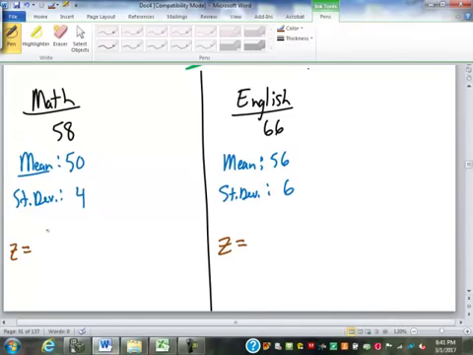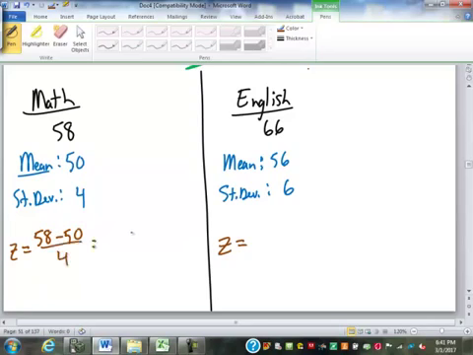Okay, so for the math, our z-score is going to be what? It's a 2. So yeah, 58 minus 50 divided by 4, which is 58 minus 50 is 8, divided by 4 is 2. Yes, that is a z-score of 2. For the English, how do we find it? 66, subtract the 56, and then divide by 6.